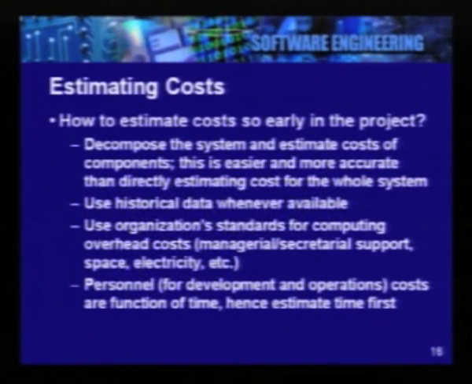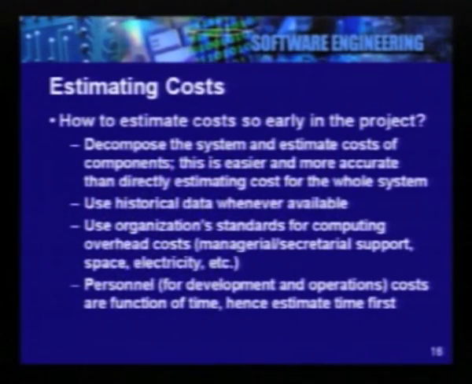But in order to structure your estimation properly, we can try to decompose the problem into different components and estimate the cost for these different components. So, for example, you separate the cost of development from the computer systems that you may need to buy, or the networking cost, or such other factors. So, you decompose and try to estimate the cost of components rather than trying to estimate the cost of the total system at one shot. Use historical data whenever it is available.